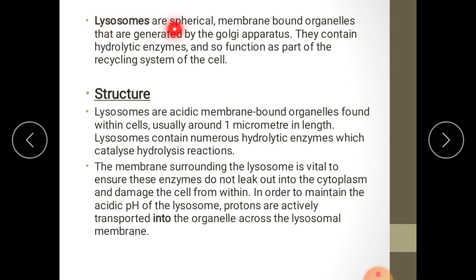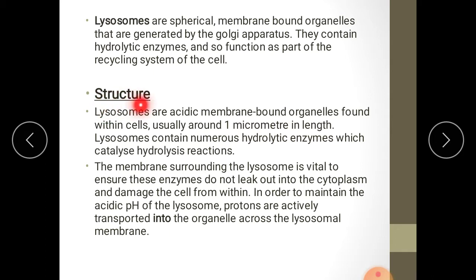So lysosomes are spherical, membrane-bound organelles that are synthesized by the Golgi apparatus, and they contain hydrolytic enzymes. Therefore, they are involved in digestion of food substances present in the cytoplasm. Any foreign bodies that come into the cell are killed and digested by the hydrolytic enzymes present in the lysosomes.